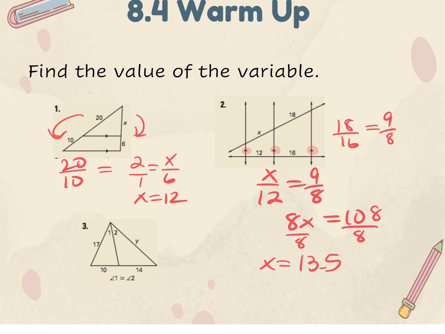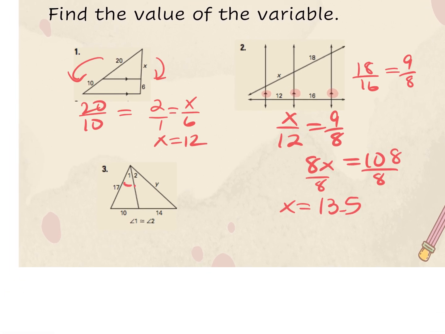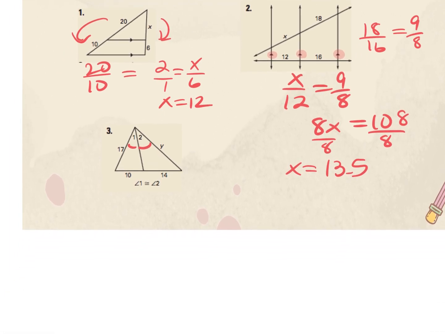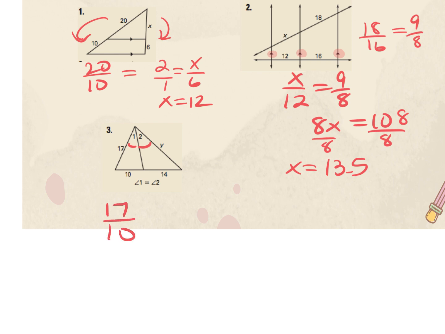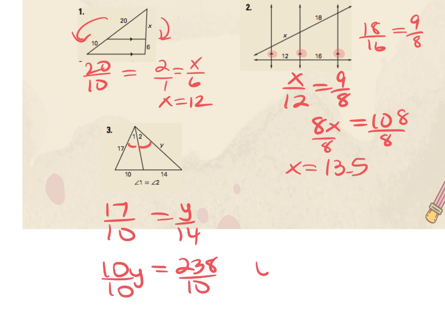And then the last one, because these are congruent, it was bisected, so you could do 17 over 10, y over 14. 10y equals 238, divide by 10, and y equals 23.8.